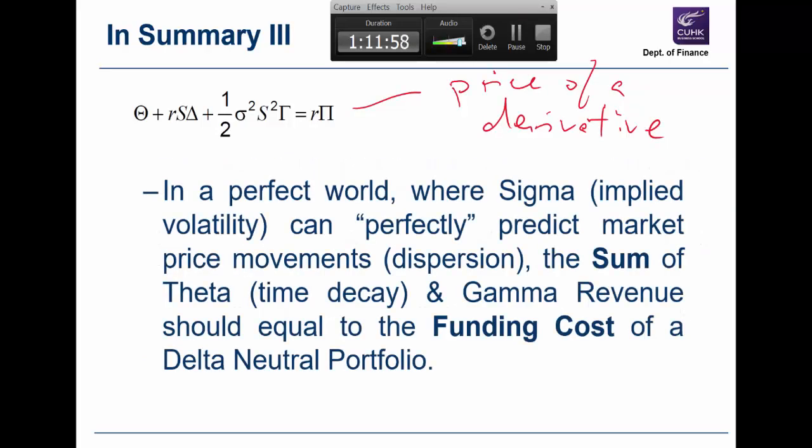So if that was really true, then in a perfect world, when the implied volatility can perfectly predict the market dispersion, then when you add up your theta, which is a negative value, and the gamma revenue, which is always a positive value, it should equal the funding cost of a delta neutral portfolio. Okay.